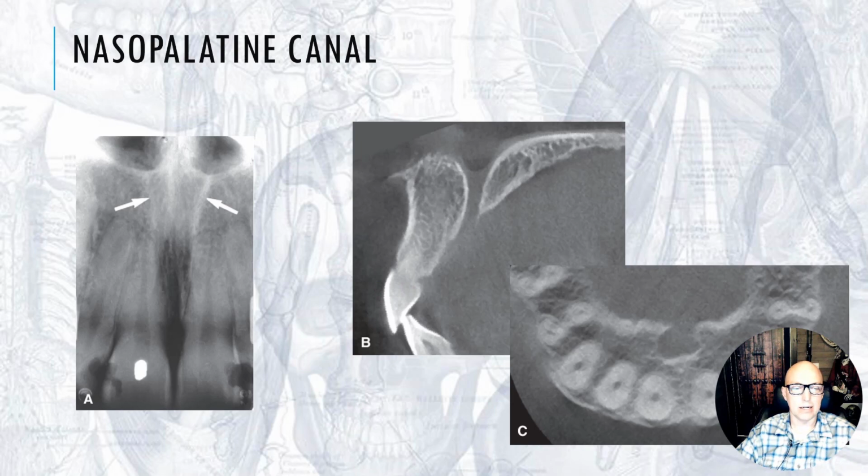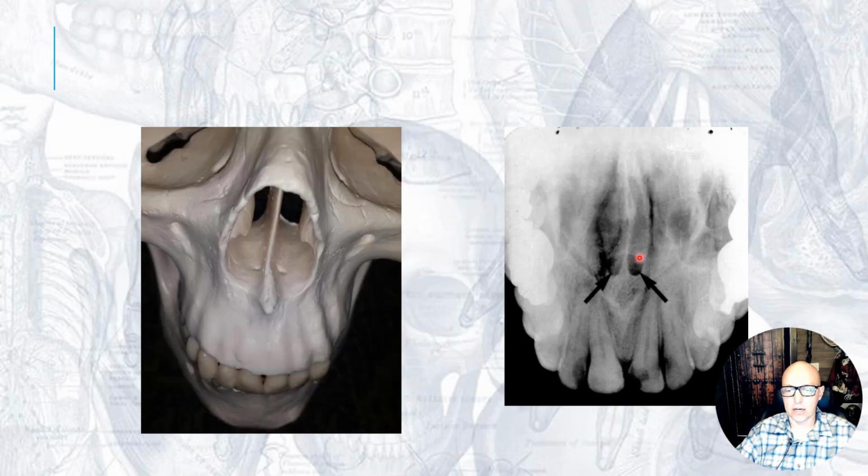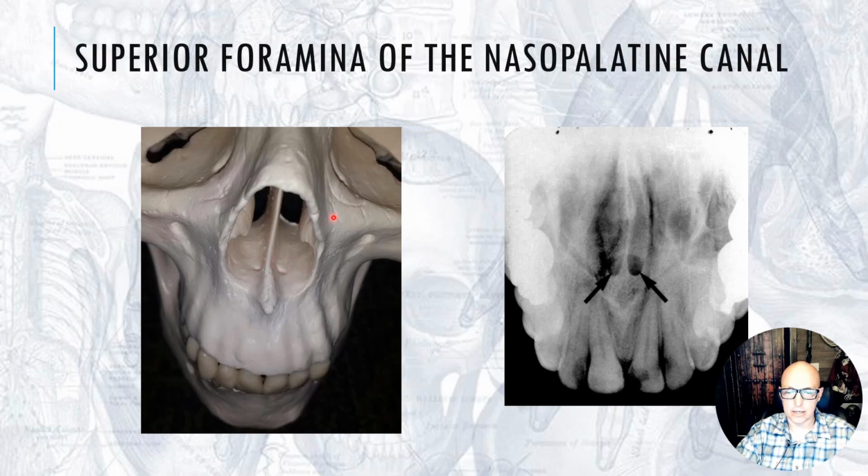So, nasopalatine canal. All right, here we see two distinct radiolucencies. This is kind of a steeply angled radiograph. You can tell this is an occlusal radiograph, not just a periapical, and so they got a lot further back. This is taken from above, and I simulated the angle when I took this photo of the skull to show that. On either side of the nasal septum, you have these two orifices, these two openings, which are the superior foramina of the nasopalatine canal.